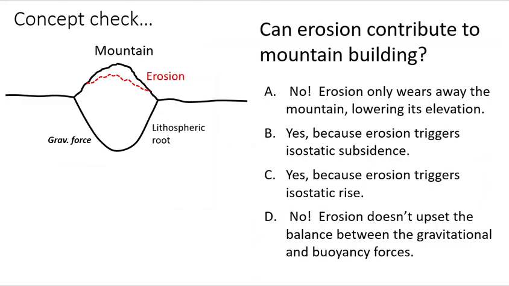Okay, let's try another concept check question. So here we have a cross-section of an orogen, a mobile mountain belt. And the question is, can erosion contribute to mountain building? So we have an eroding mountain belt, and can that process of erosion actually contribute to the maintenance of the mountain itself? I'll give you 10 seconds or so to look at the various possibilities and see if you can pick the correct one.